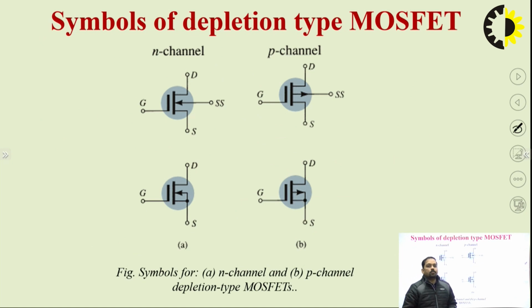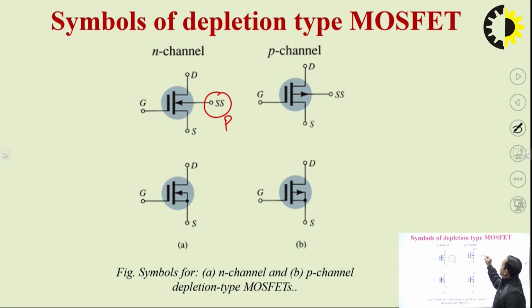So next is the symbol. The symbol is quite important. First we have the N channel. We remember that for an N channel depletion type MOSFET, the substrate or the body is of P type, and for P channel the substrate or the body is of N type. Accordingly, the direction of current will be inward here, whereas here the direction of current is outward. So these two pictures are quite clear.